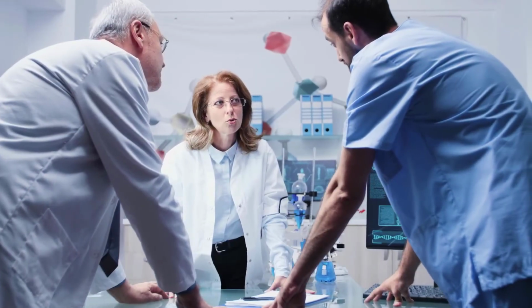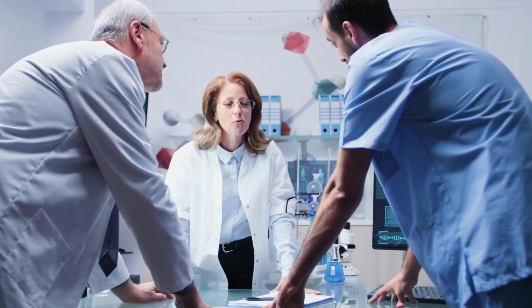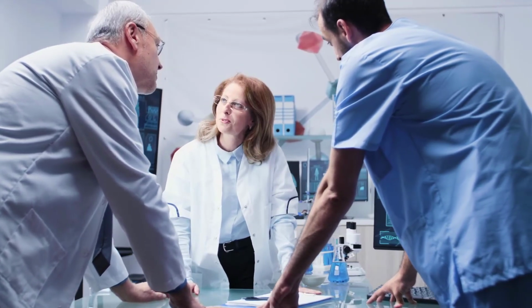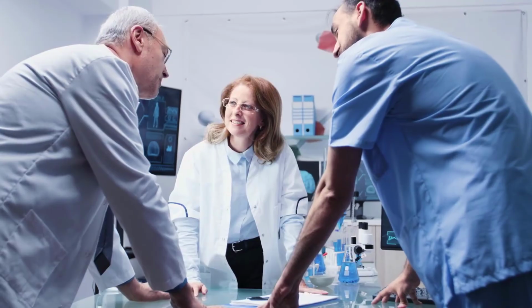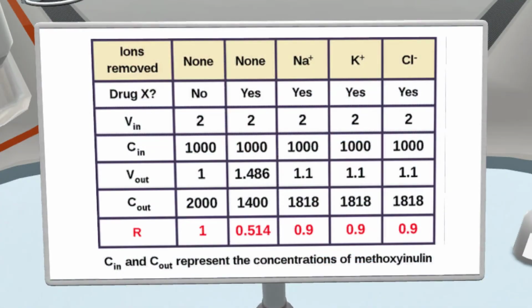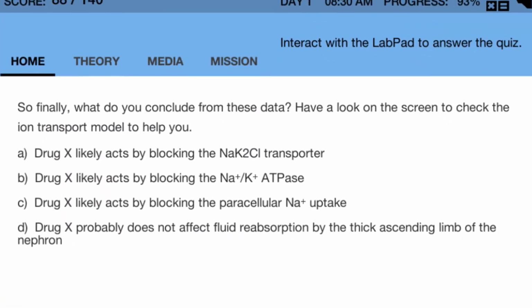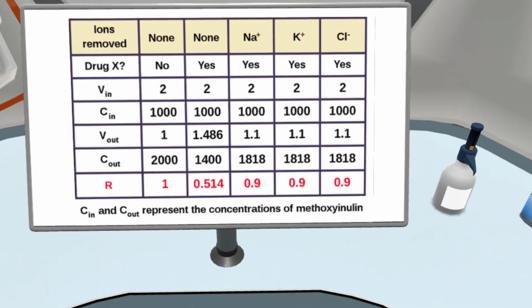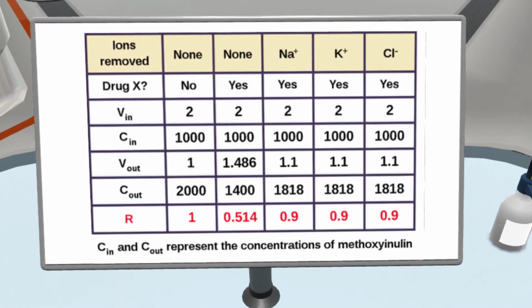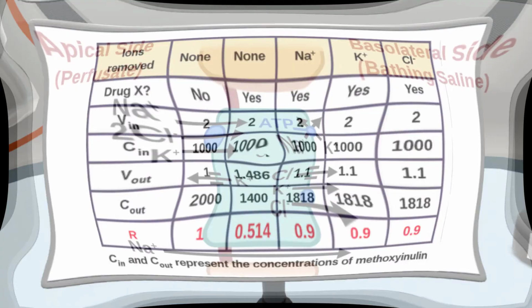It also seems you know the equation to calculate the reabsorbed fluid rate R now, so to save time I have processed the data myself and filled the remaining columns on the table. Have a look. So finally, what do you conclude from these data? Have a look on the screen to check the ion transport model to help you.